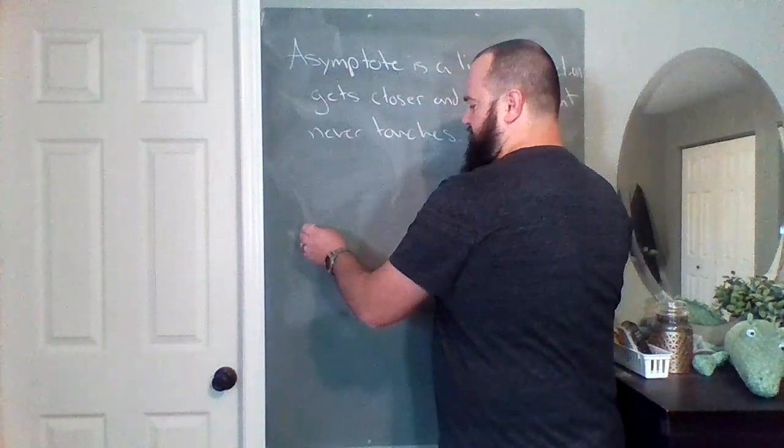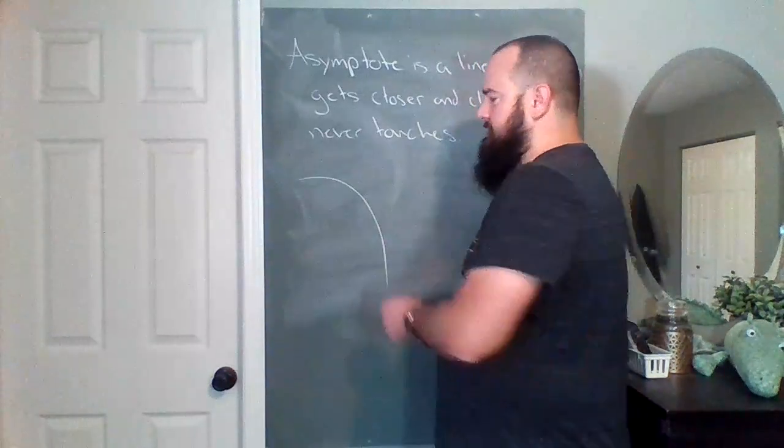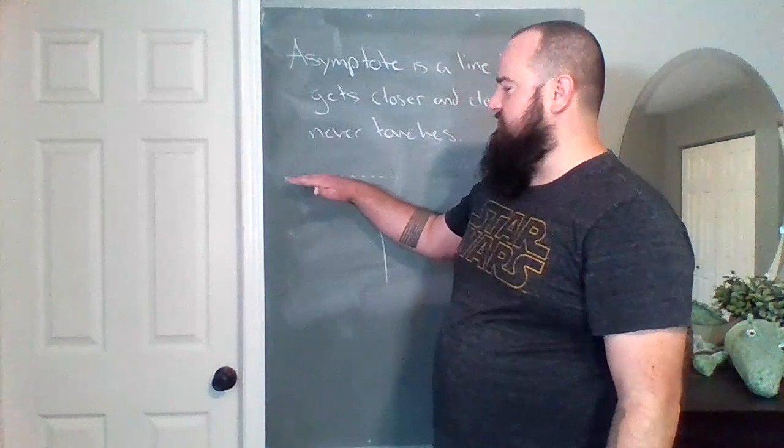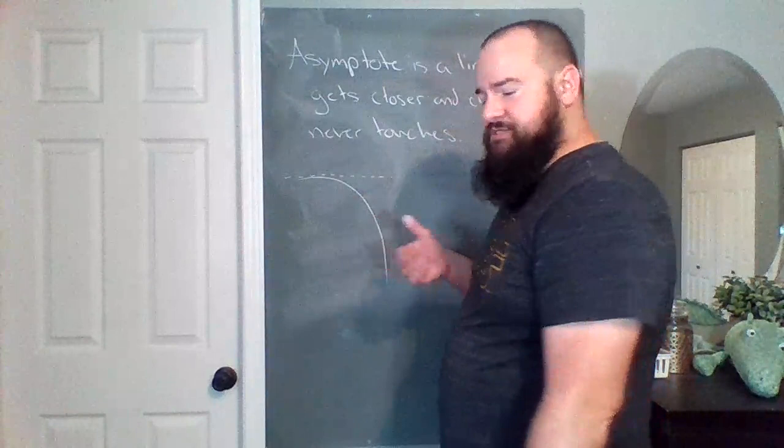If you remember exponential functions at all, the graph of an exponential function, let's say it's a decreasing one, looks like this. Right here is a horizontal asymptote. As we go out this way, this exponential function will get closer and closer to that line, but it will never touch it.